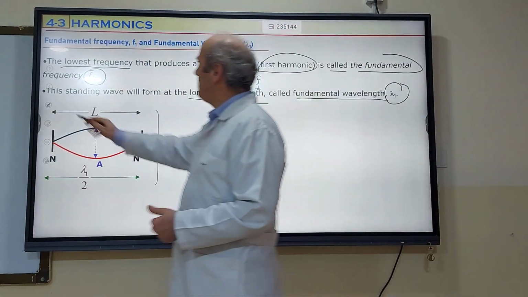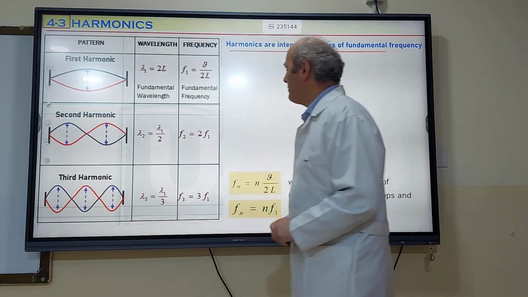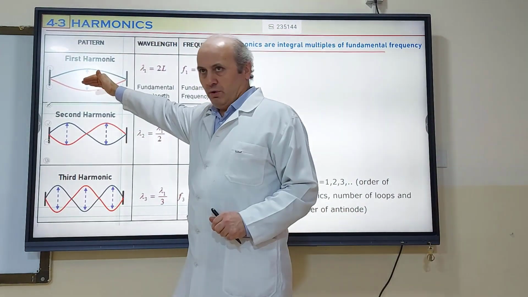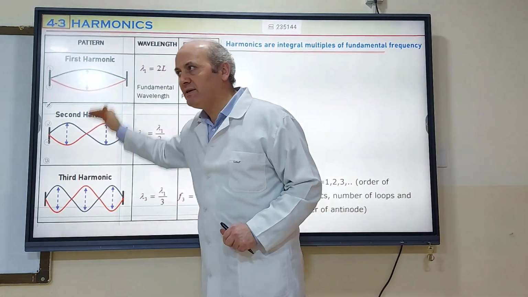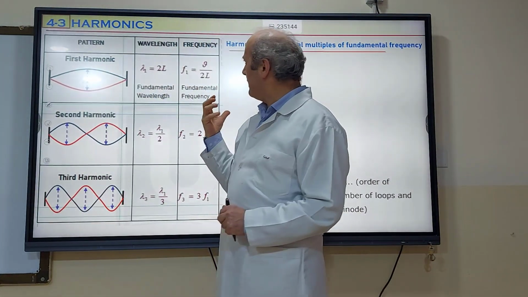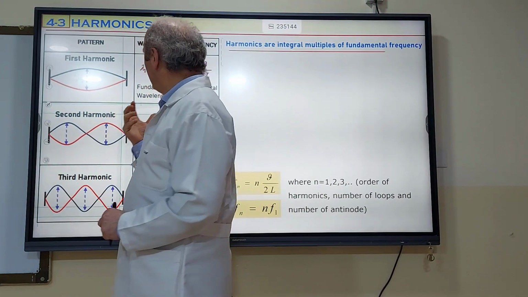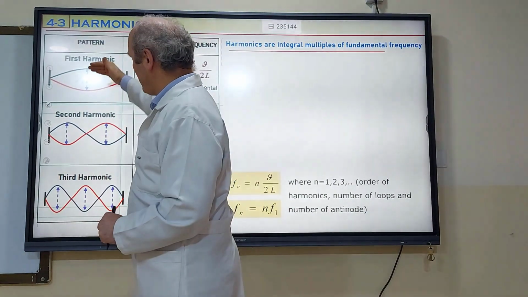Okay, then let's remember the patterns. First harmonic, 1 loop. Second harmonic, 1 plus 1, 2 loops. Third harmonic, 3 loops. Always we are adding 1 loop. Now let's get the wavelength and frequency from the first harmonic.